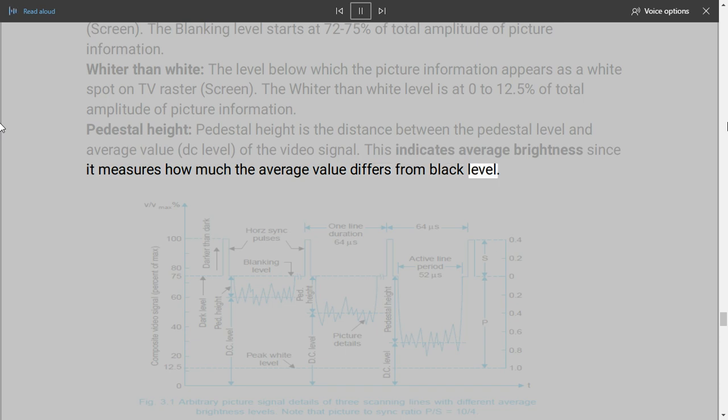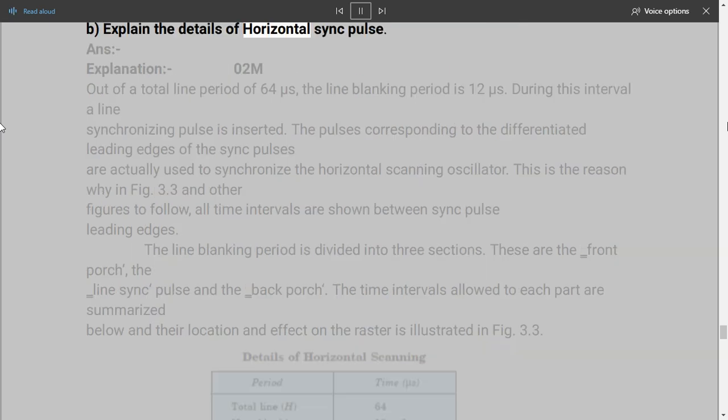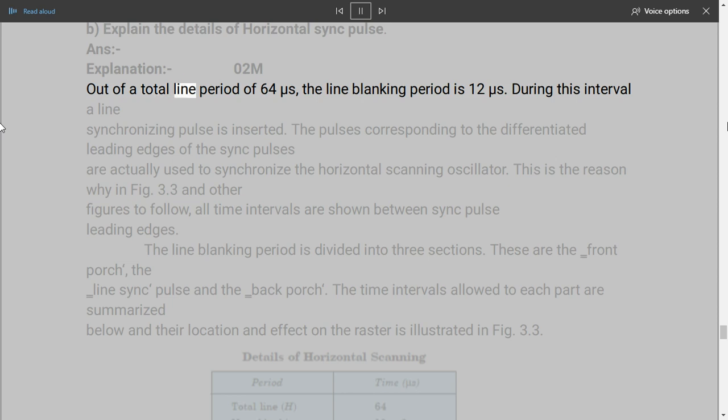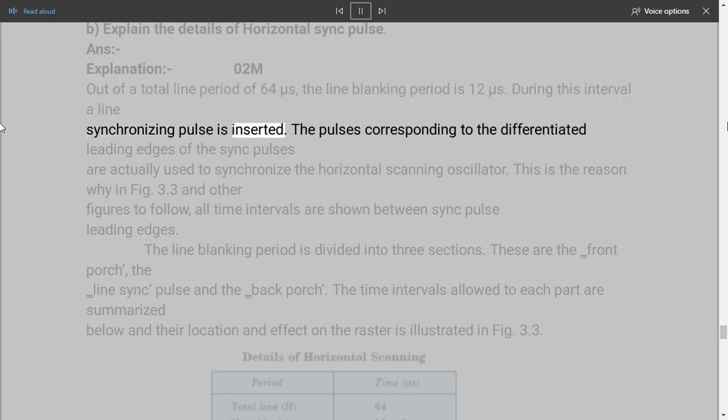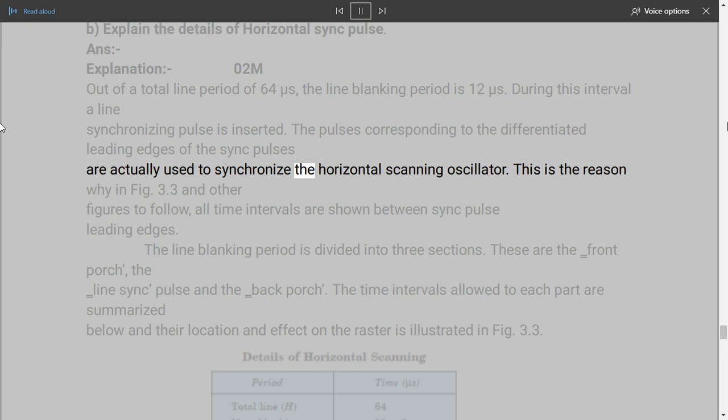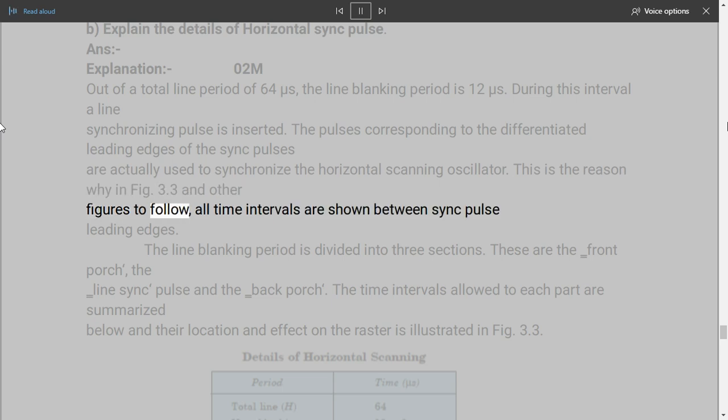Explain the details of the horizontal sync pulse. Answer: explanation, 2 marks. Out of a total line period of 64 microseconds, the line blanking period is 12 microseconds. During this interval a line synchronizing pulse is inserted. The pulses corresponding to the differentiated leading edges of the sync pulses are actually used to synchronize the horizontal scanning oscillator. This is the reason why in Fig. 3.3 and other figures to follow, all time intervals are shown between sync pulse leading edges.